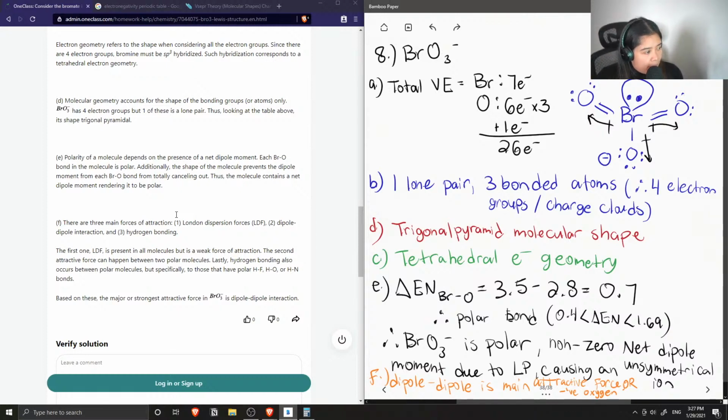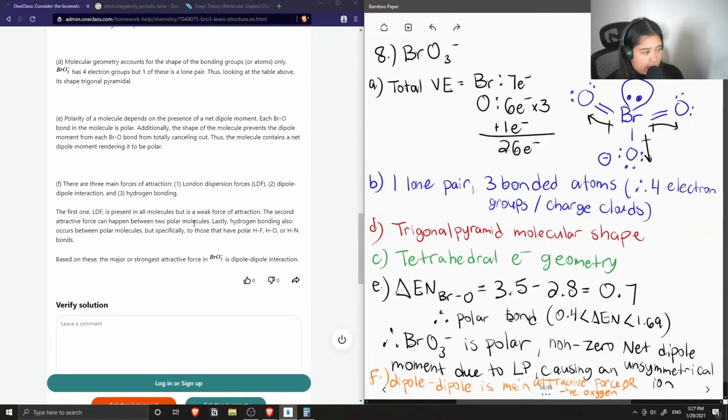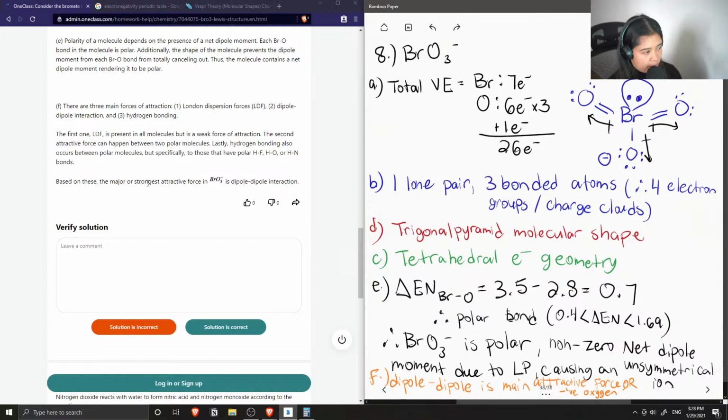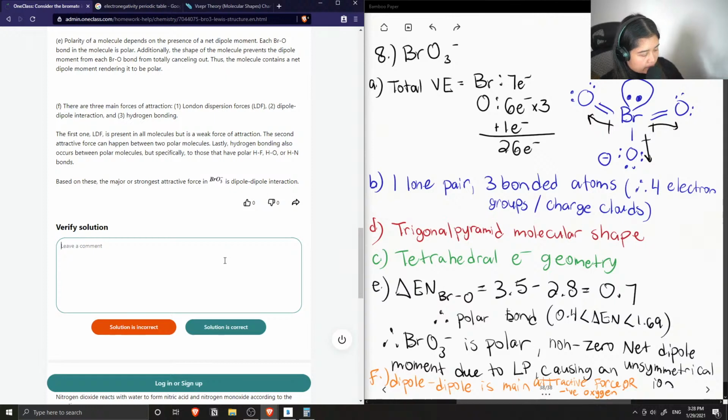And then for F, there are 3 main forces of attraction. London dispersion forces, dipole-dipole, and hydrogen bonding. The first one, the London dispersion force, is present in all molecules, but is a weak force of attraction. The second can happen between two polar molecules. Lastly, hydrogen bonding also occurs between polar molecules, but specifically to those that have polar hydrogen fluorine, hydrogen oxygen, or hydrogen nitrogen bonds. So based on these, the major or strongest attractive force is the dipole-dipole interaction. Okay, so I'll say this solution is correct.